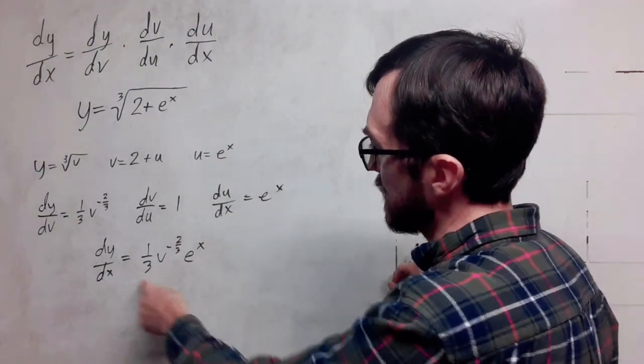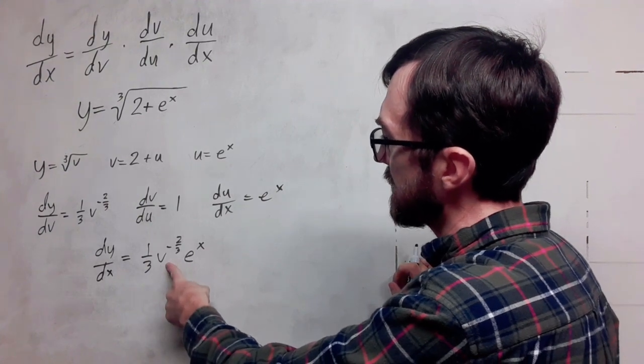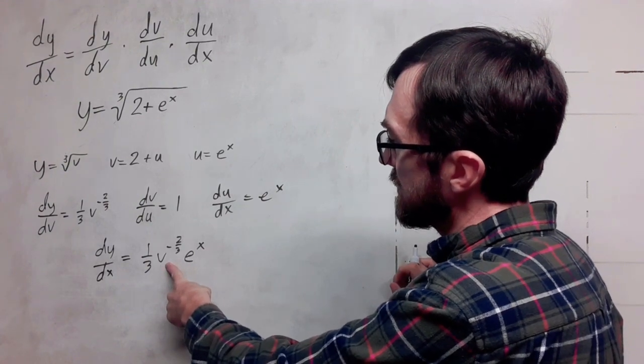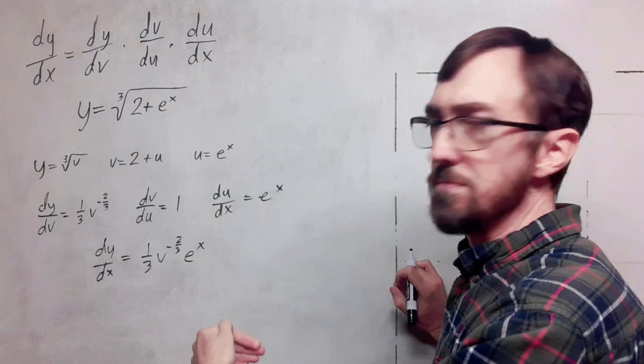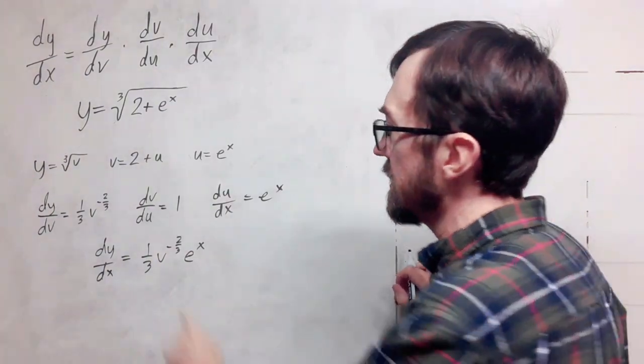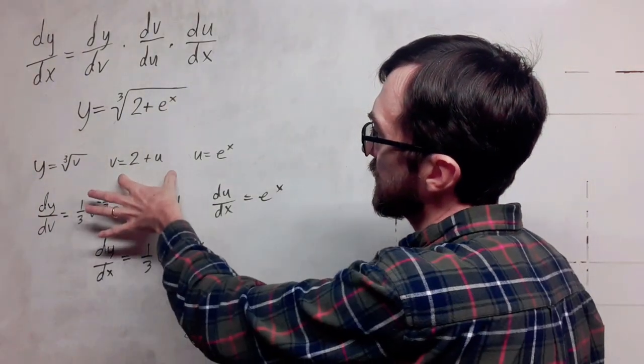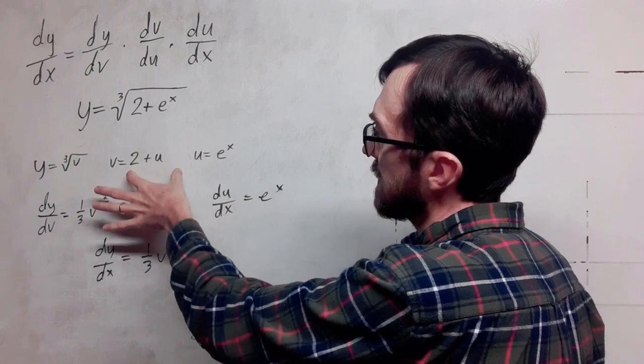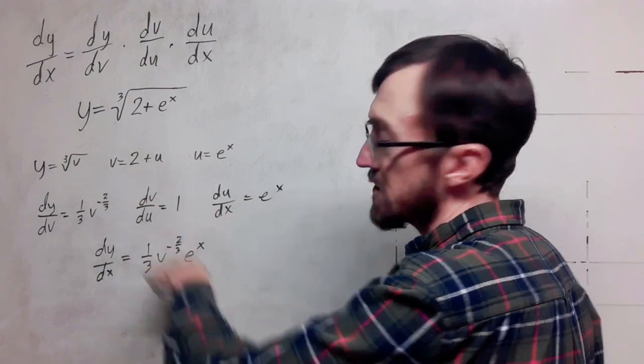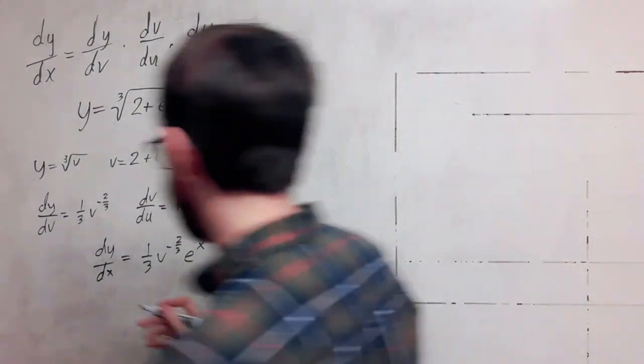We have one thing that we need to do here. We want everything in terms of x, and we have this v in here. So to get it back in terms of x, we have to do some substitutions. The first thing that I'm going to substitute in is I'm going to go up here and look at v, and see that v is 2 plus u. So I'm going to substitute that in for v.